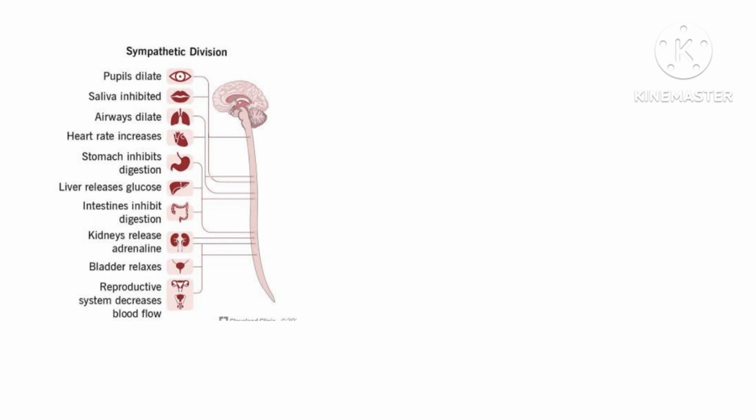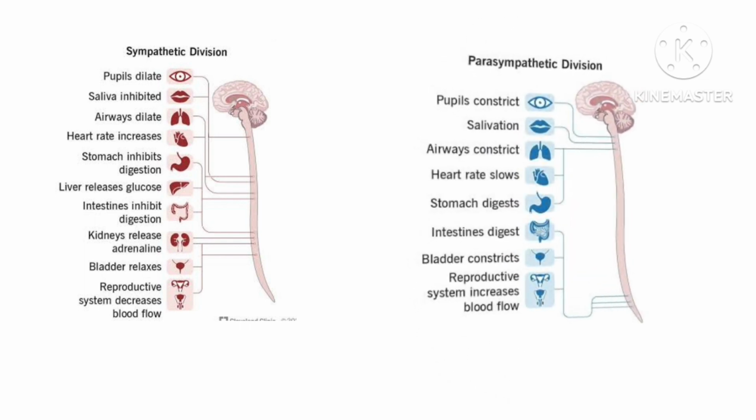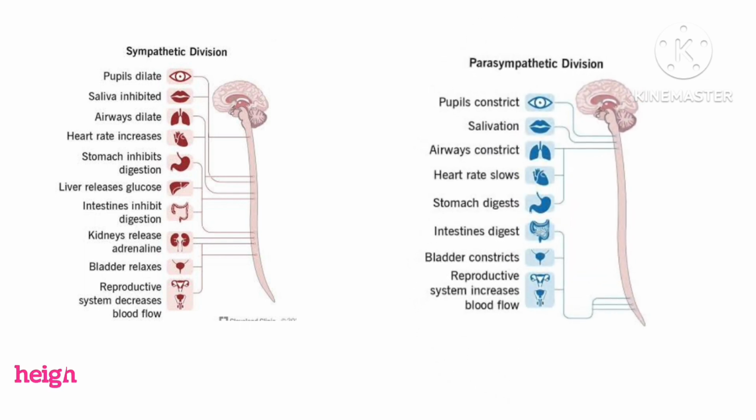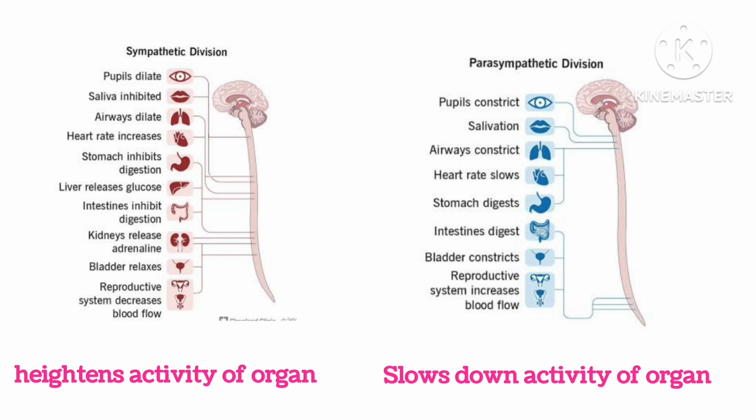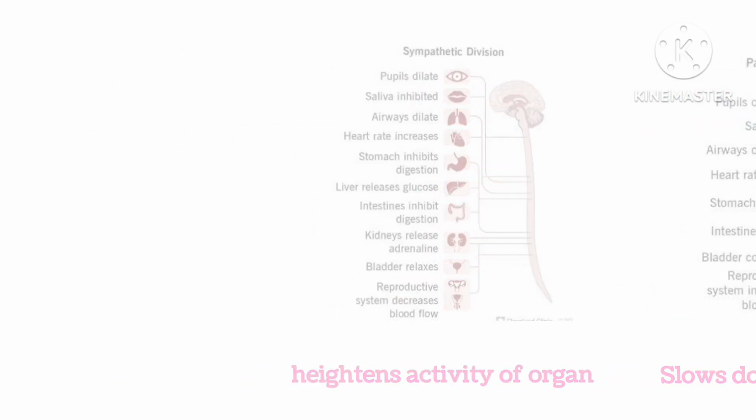So you can see the diagrams of sympathetic and parasympathetic, how they are totally opposite to each other. Sympathetic heightens the activity of the organs, and parasympathetic slows down the activity of the organ. You can pause it to take a detailed view of this.